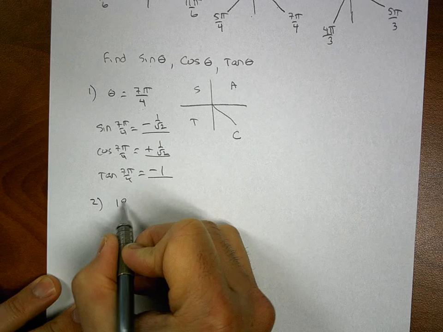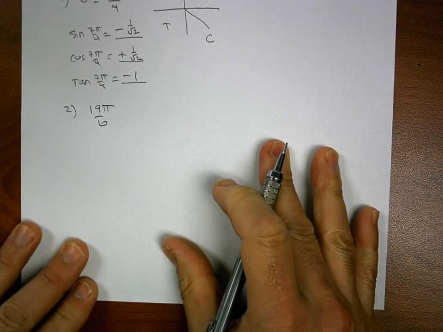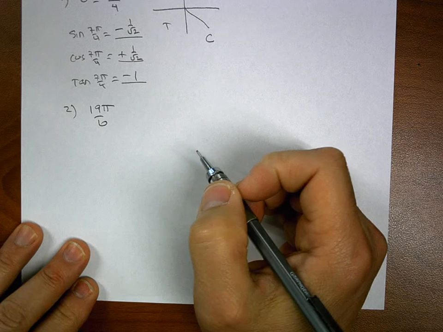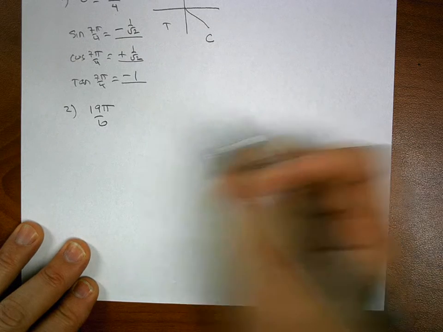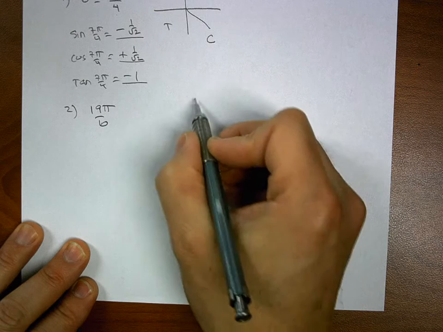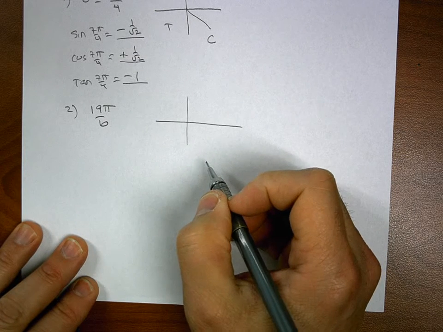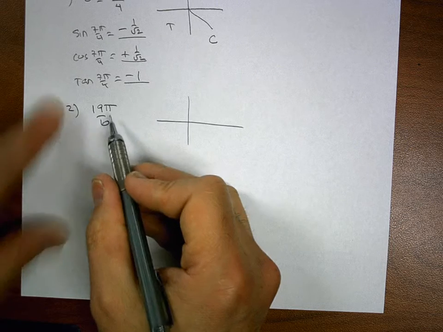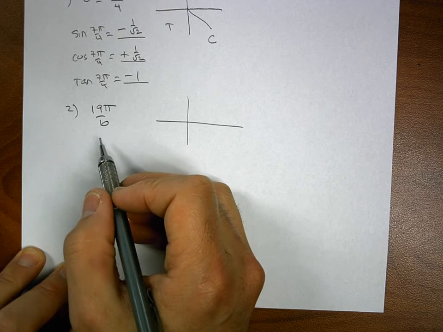19 pi over 6. We'll do the same thing. It's good review, even when we did it in degrees, because it's the same process. Okay, so 19 pi over 6. Well, we've got to figure out what quadrant that is in. So is this more than 360 degrees? Is this more than 2 pi?